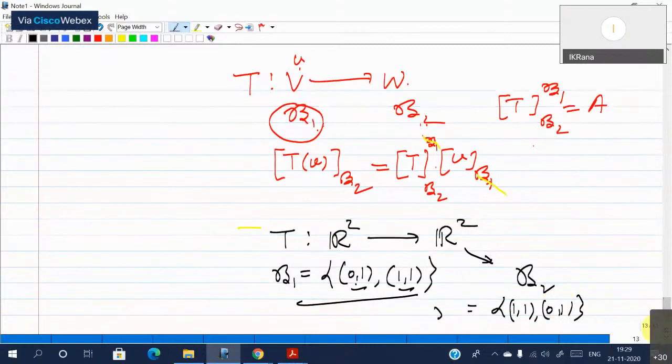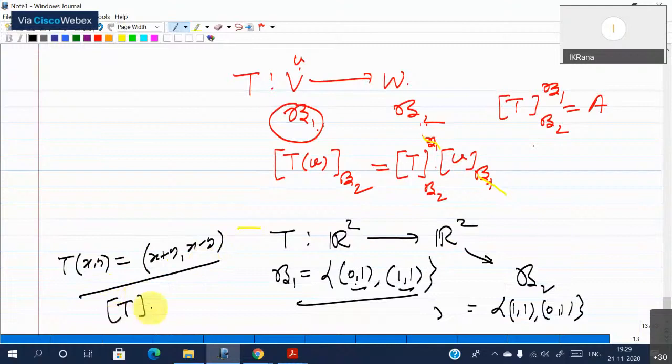Okay. And now let us look at the map T from XY. Let us take a very simple one: X plus Y and X minus Y. This is a map from R2 to R2. So find out the matrix of T with respect to B1, with respect to B2, and verify this formula.